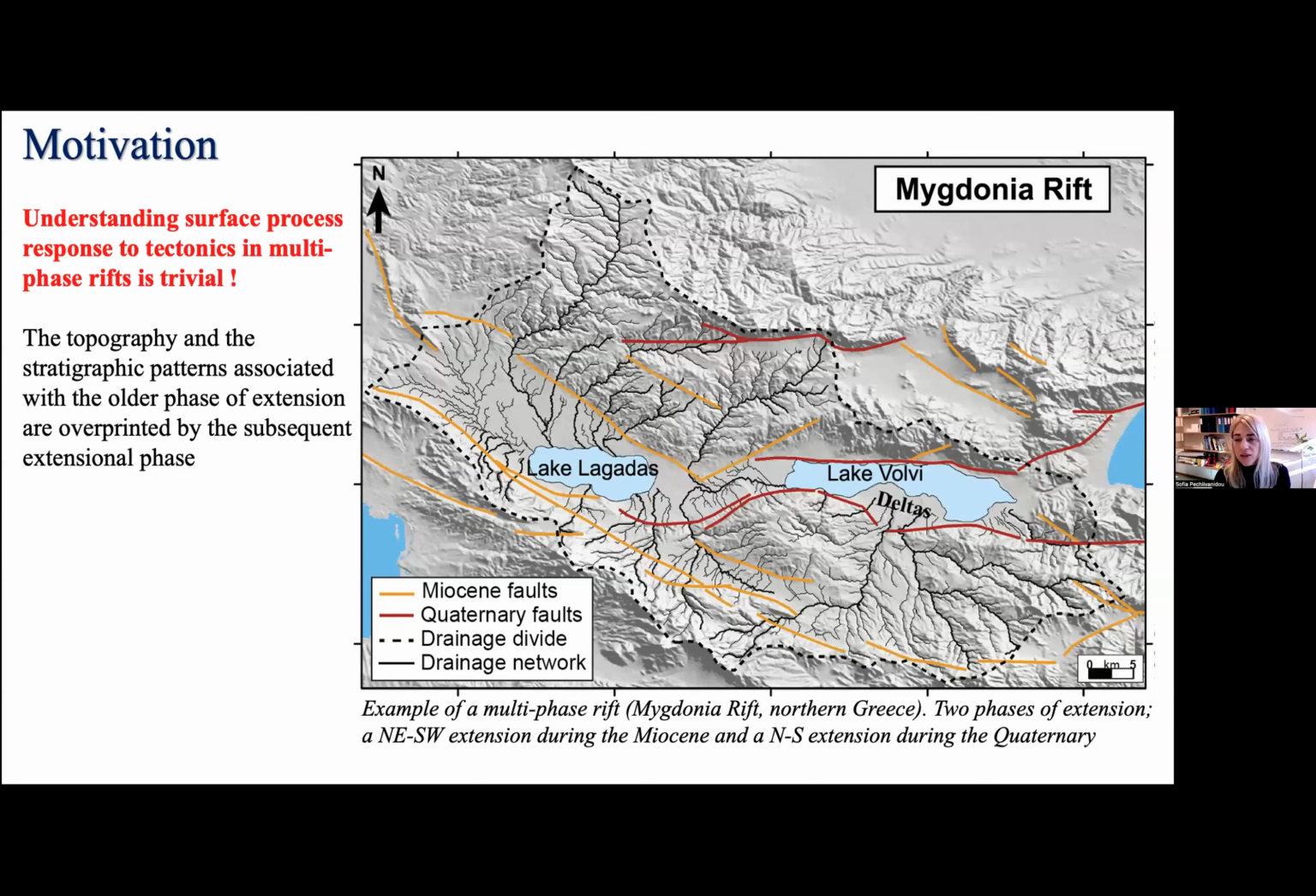In the slide here, you're looking at a hillshade map from an active rift in northern Greece, the Mygdonia Rift, that evolved in response to two phases of extension, a northeast-southwest extension during the Miocene and a north-south extension during the Quaternary. So understanding surface process response to fault growth in this area is not trivial. For example, if you look at the southern parts of this rift, sediments that were deposited on the hanging walls, so the first phase faults, which you see here in yellow, are now being incised on the uplifting footwalls of the second phase faults that you see with red lines here.